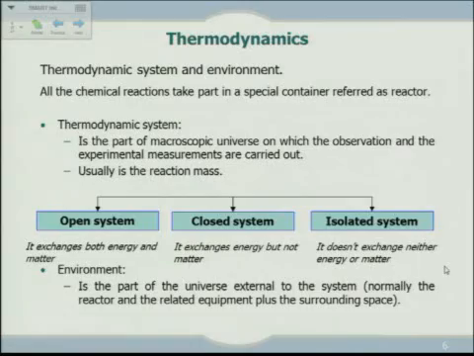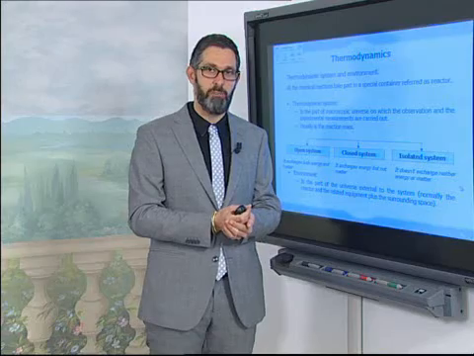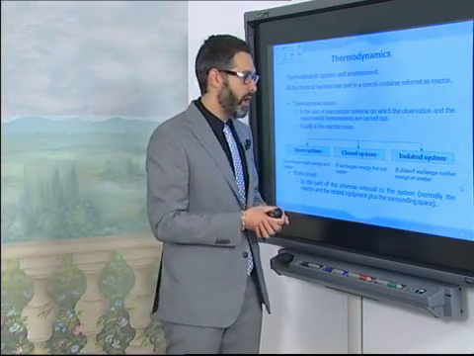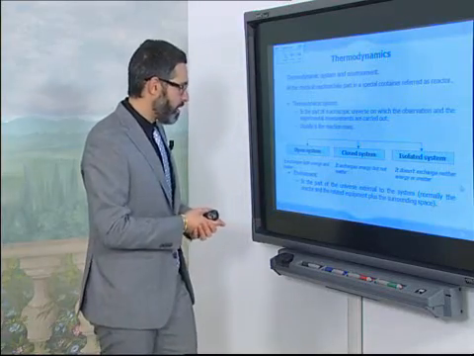As you can see, the system is defined as the part of the macroscopic universe in which the observation and the experimental measurement are carried out. So we are interested in what happens in the system. Usually, this is defined as the reaction mass. So we have a system evolving, made of a certain amount of matter, and that is our system.